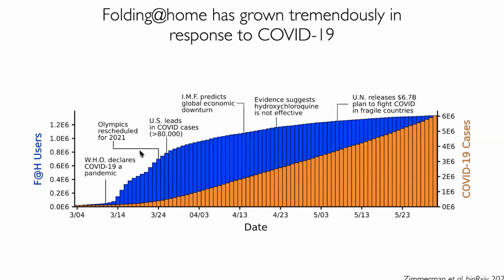So here in blue, you can see the cumulative number of downloads of Folding at Home over the first couple of months of the pandemic. In orange is the growth in the number of COVID-19 cases. And so you can see that within the first couple of months, we went from having 30,000 active devices, which on the scale is essentially nothing, to well over 1 million devices running around the world. And so, this was quite the wild ride.